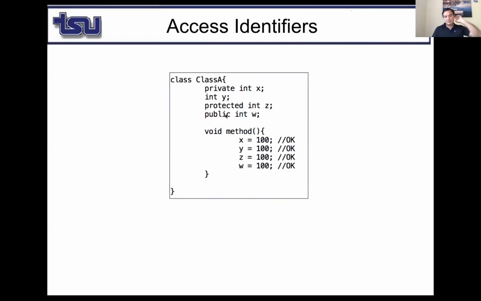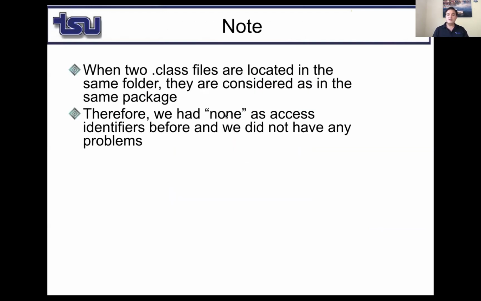Okay, how about this example? We have class A, okay? In class A, I have X, Y, Z, W, and I have a method within class A. So anything within class A is accessible, even if it is private. See, X is private, but X is in class A, and the method is in class A, so this is okay. Obviously, the rest are also okay.